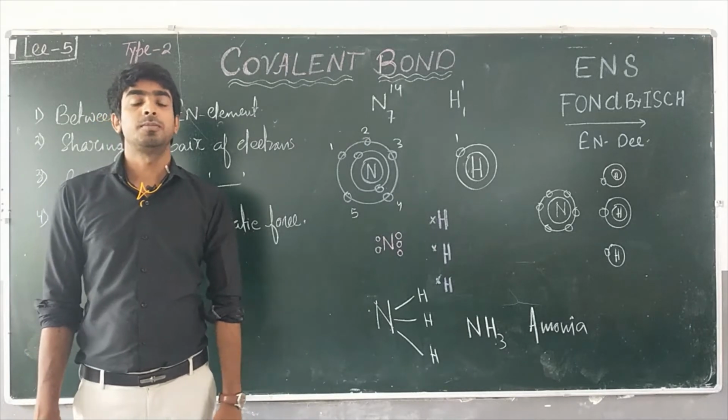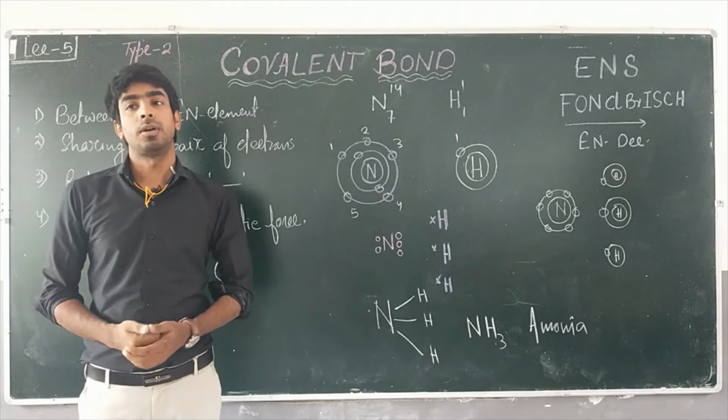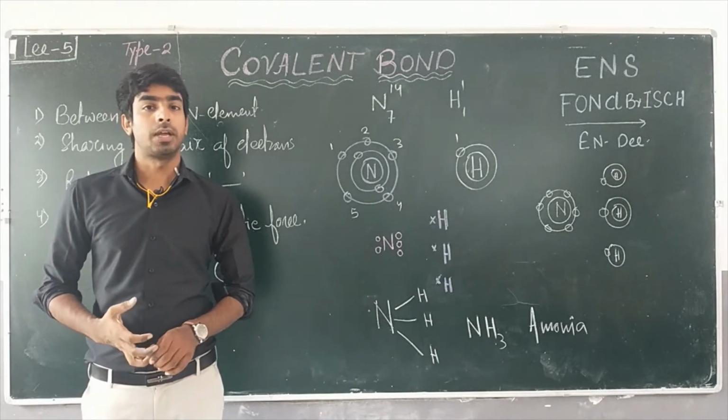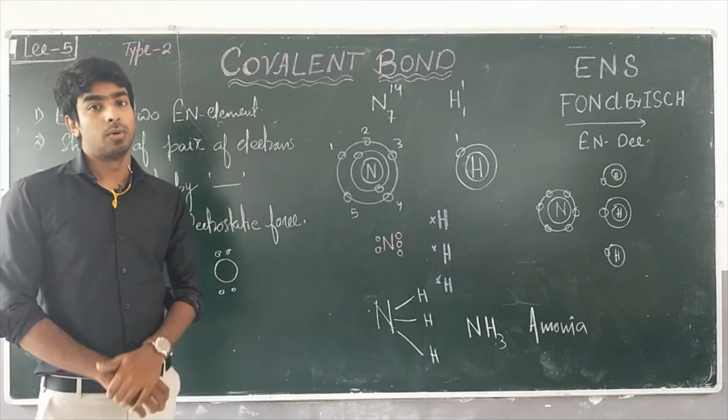Last time we discussed the ionic bond, and we have seen the different characteristics of the ionic bond, how it forms, and what types of ionic bonds there are. Today we're going to talk about the covalent bond.